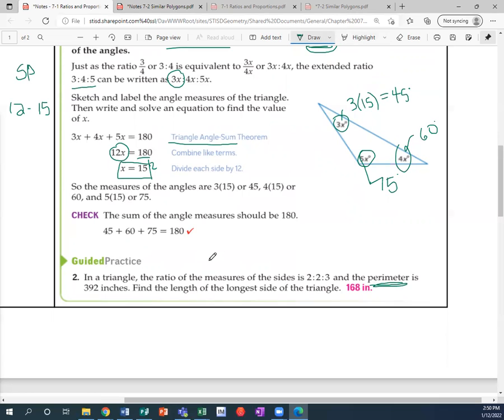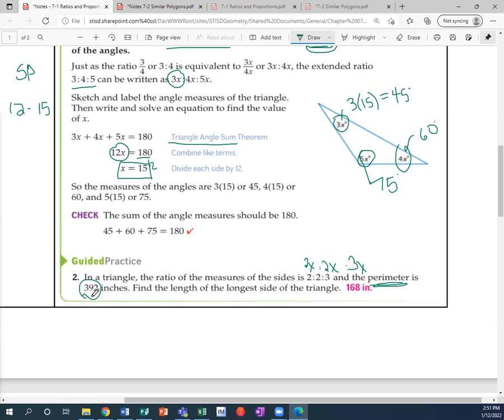So let's do this example guided practice number 2 together to help you have a reference for yourself for those questions 12 through 15. Guided practice says, in a triangle, the ratio of the measures of the sides is 2 to 2 to 3. That means that we have a side that measures 2x, we have another side that measures 2x, and we have another side that measures 3x. This is a triangle, so I only have 3 sides. And then it tells me the perimeter is 392 inches.